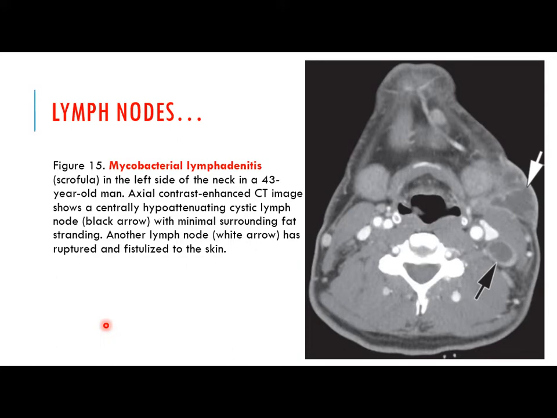This is a case showing scrofula on the left side of the neck in a 43-year-old man. The contrast-enhanced CT image shows a centrally hypoattenuating cystic lymph node with minimal surrounding fat stranding, and another lymph node has ruptured and fistulized into the skin. Actually, this is a complication of mycobacterial lymphadenitis, in which usually there will be sinus or fistula formation. It will erode the skin and make a chronic fistula or recurrent infections, and we may see a discharge. This is a case of mycobacterial lymphadenitis.